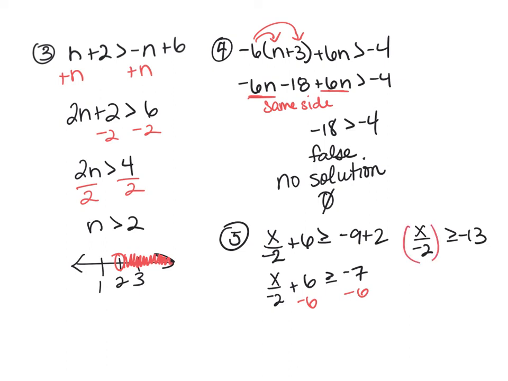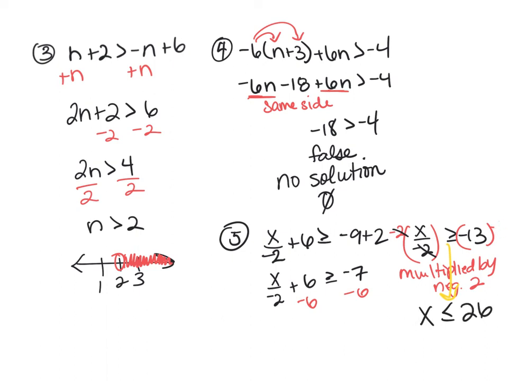And I multiply both sides by negative 2. Oops, that's a 3. I multiplied by negative 2. So that deserves a reverse. Reverse that sign, and the 2's cancel. We get x is less than or equal to positive 26.